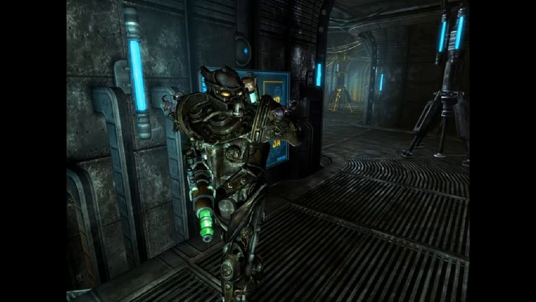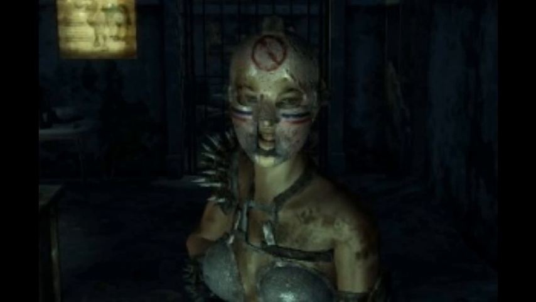Anyways, the third group is everyone's favorite assholes, the Raiders. Pretty sure they appear in every Fallout game. They see something they want, they take it by force. They don't care about other people, they care about themselves, and that's it. There's not too much else to say about them.